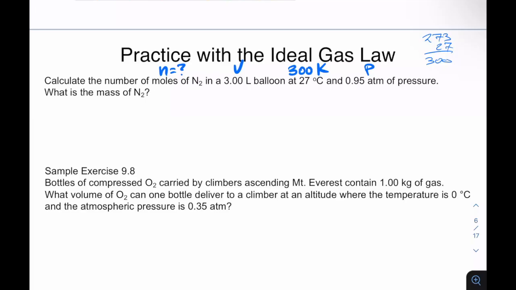If we just plug this into PV=nRT, because we know what R is, right? R is the gas constant. So let's just take PV=nRT and solve for n, and then it's just algebra. n is equal to PV divided by RT. And we know all this. So the pressure is 0.95 atmosphere. The volume is 3 liters.